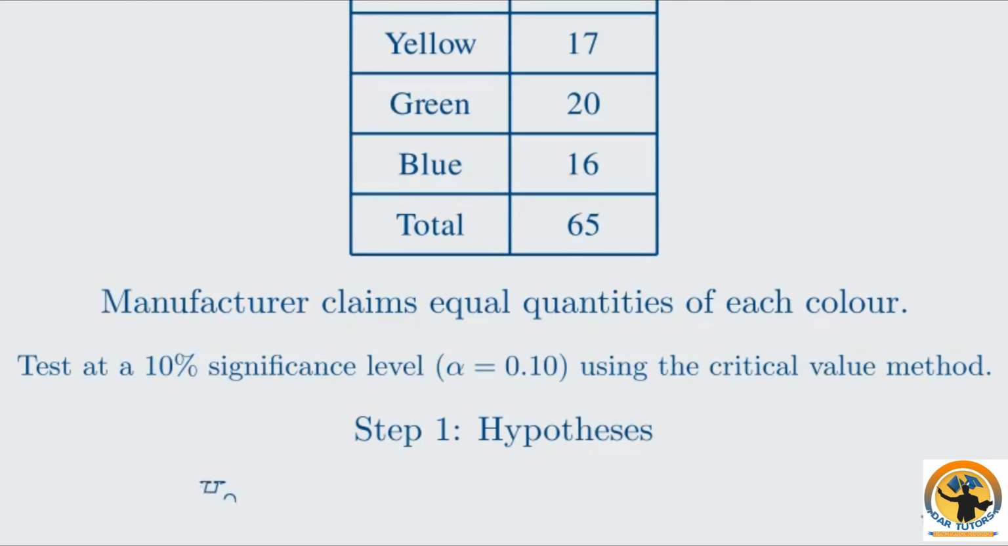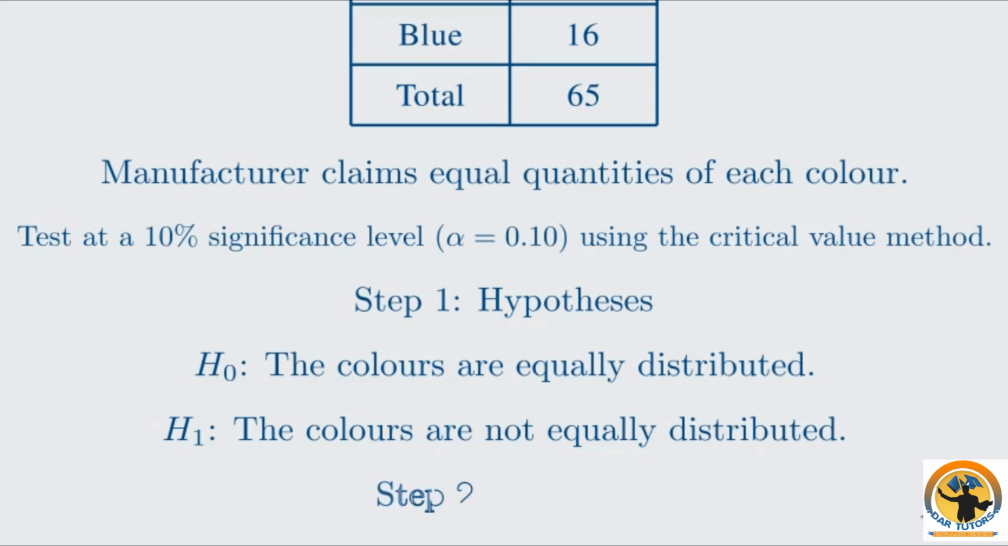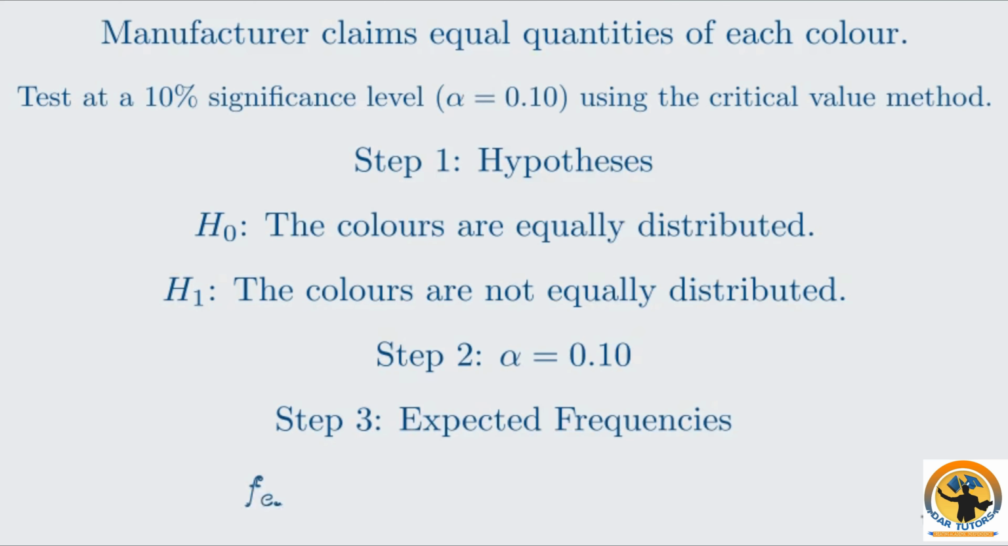Step 1. Hypotheses. The null hypothesis is that the colors are equally distributed. The alternative is that they are not. Step 2. Significance level. It's given as 0.1. Step 3. Expected frequencies.